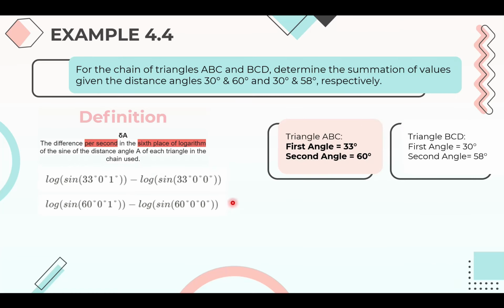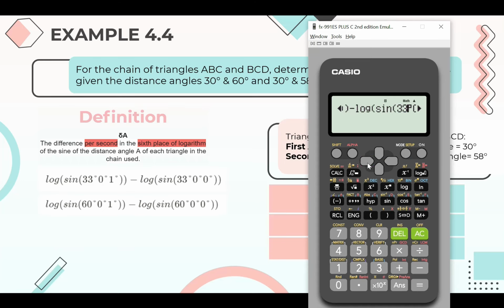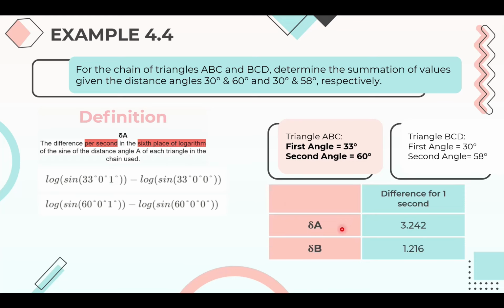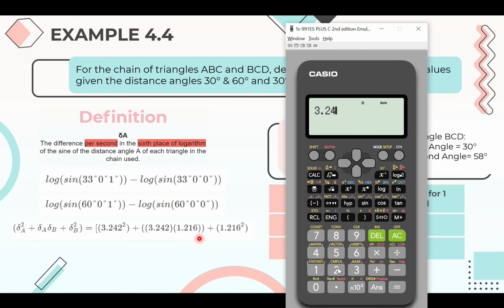Okay, so therefore, ang ato ang delta A is 3.242. And our delta B, if we will solve it, is 1.2156 times 10 to the negative 6. We will just put 1.216. So, muna siya ang ato ang difference for 1 second, or delta A and delta B. And that's for our first triangle. And then, since we have the values of delta A and delta B, we will simply substitute them here. Okay?